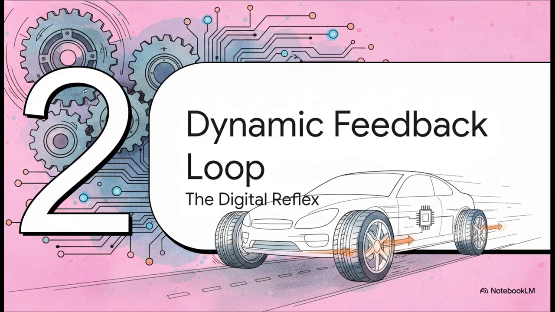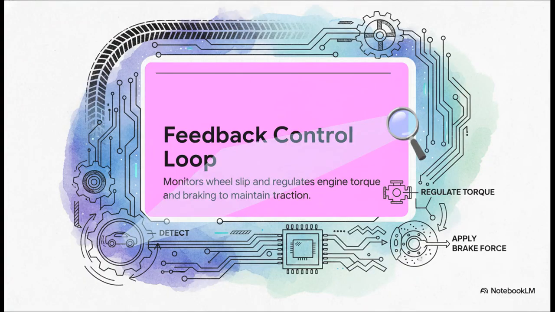Which brings us to phase two, the dynamic feedback loop, or as I like to call it, the digital reflex. For an engineering student, this right here is your bread and butter. The feedback control loop is the actual brain of our traction control. Think of it as a digital reflex that tames all those abstract physical concepts we just talked about.